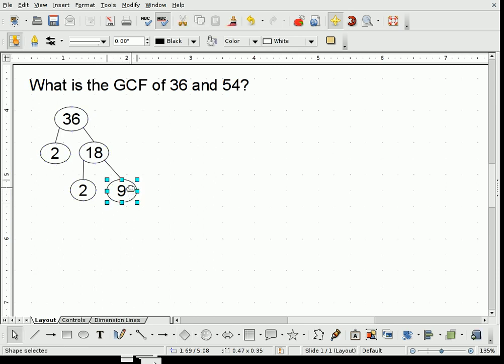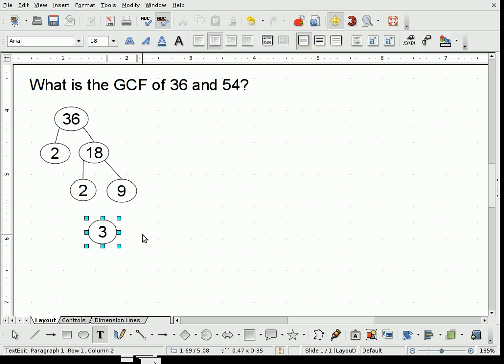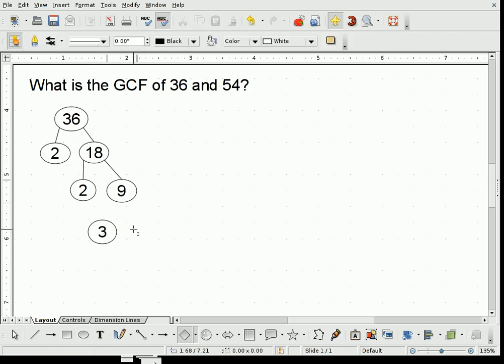Next we focus our attention on 9. What is 9? 9 is a composite number. It has a 3 in it. So now we say 3 is a factor of 9. But what is the other side of this one here? What is 9 divided by 3? It turns out to be 3. So now we make a connection to remember that 9 is 3 times 3. We are done with 36 because we have reduced 36 into its prime factors. The prime factors are 2 times 2 times 3 times 3.